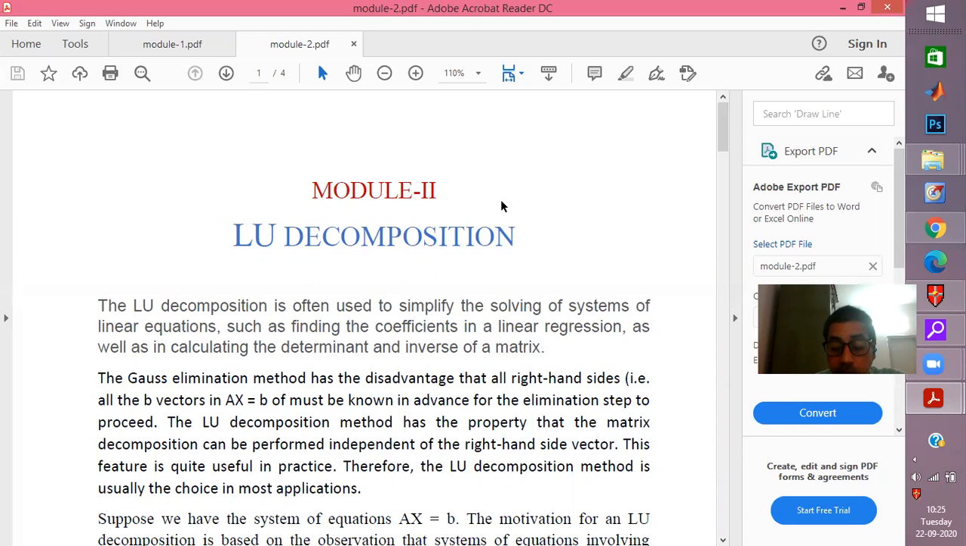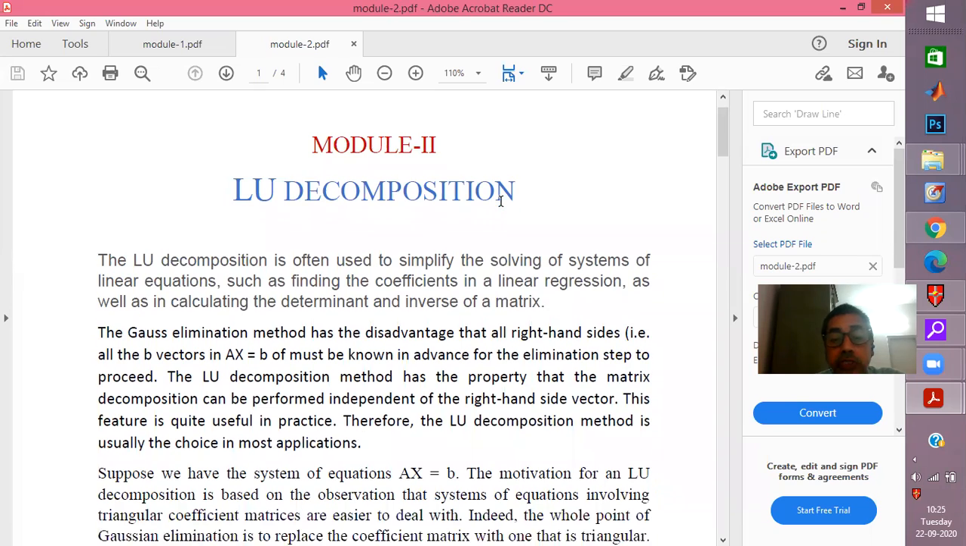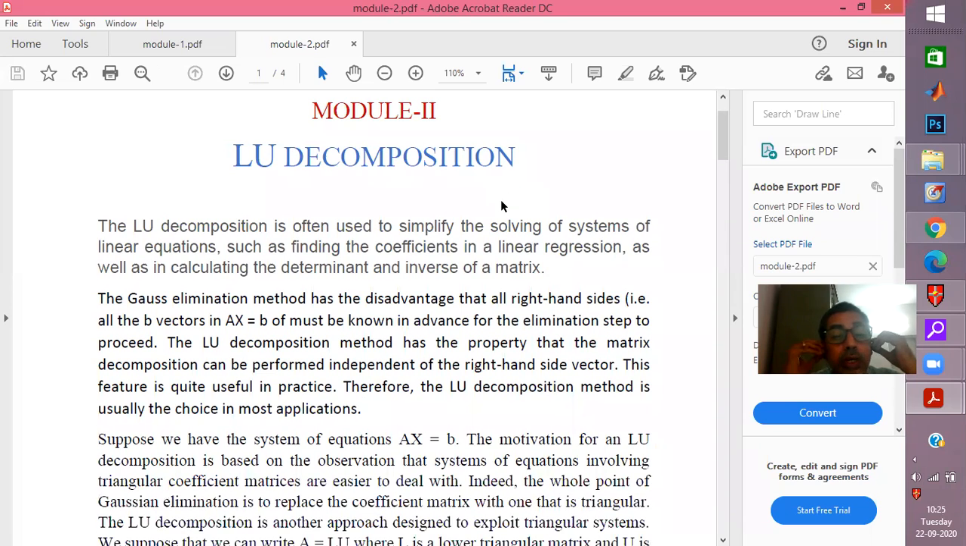Now, let us see the context in which the LU decomposition is first to be understood. The Gauss elimination method, about which all of us are aware, to solve a system of equations Ax is equal to B, you must understand that in order to get a good feel of the LU.